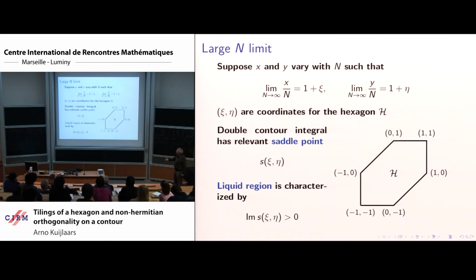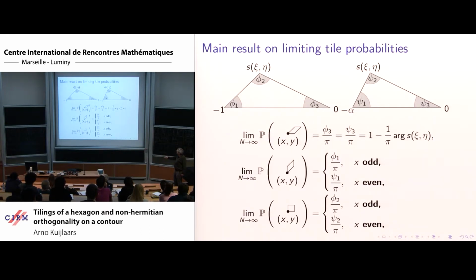I haven't told you how the saddle point depends on psi and eta, but if it turns out to be in the liquid phase, its imaginary part is positive, right? It will depend on where you are in the hexagon. Then if you let x and y increase with n in this way, right, so that these limits hold true, then you find these limiting probabilities for the probabilities to have a certain tile at a location x, y. Right?